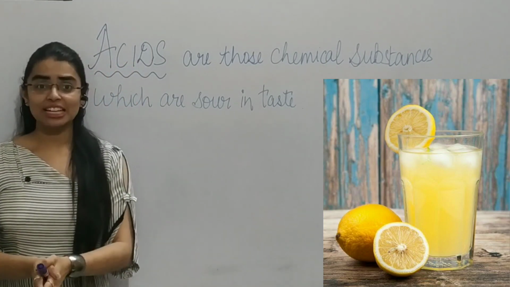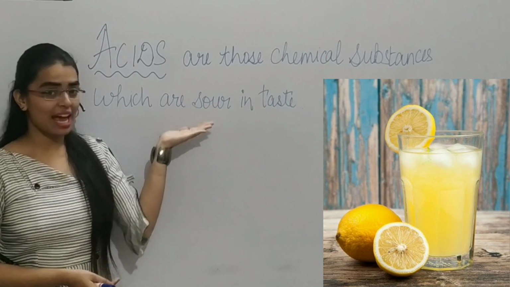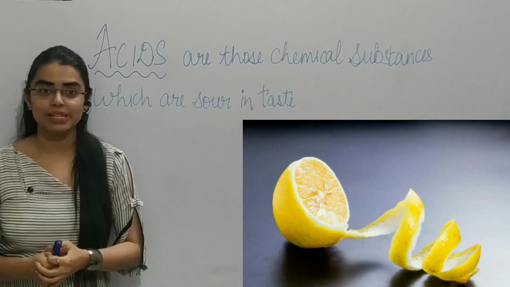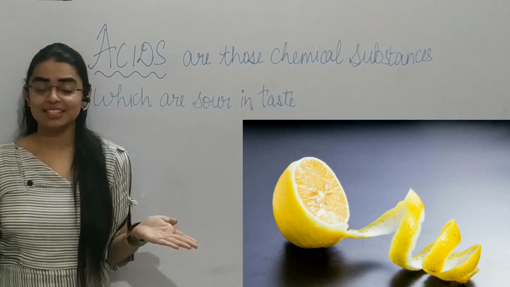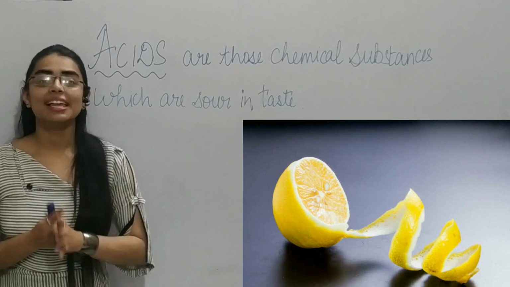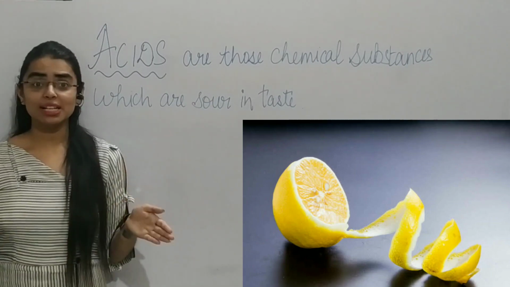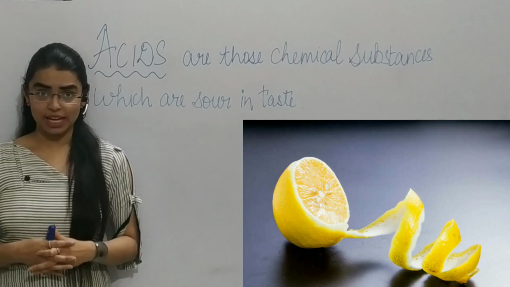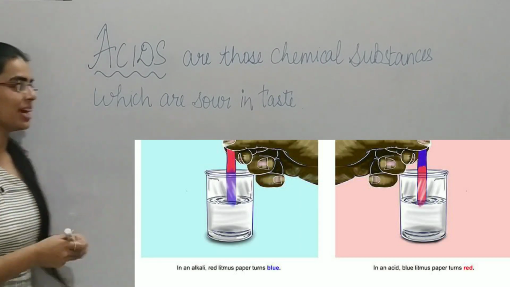So, I can define acids as those chemical substances which are sour in taste. For example, lemon. Lemon contains citric acid. As you know, acids are sour in taste, hence lemon has a sour taste. Now, I will define acid with one more definition that I have already explained to you. That is, acid turns blue litmus to red.